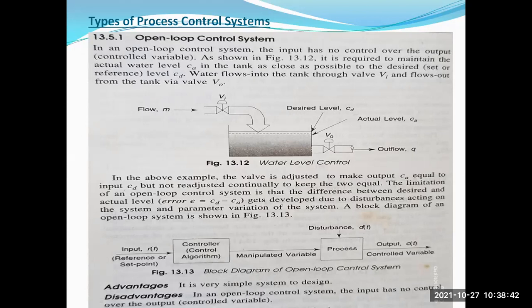Is it clear to all of you? Yes sir. This is called the open loop control system. Okay. Next, we will move on to another one.